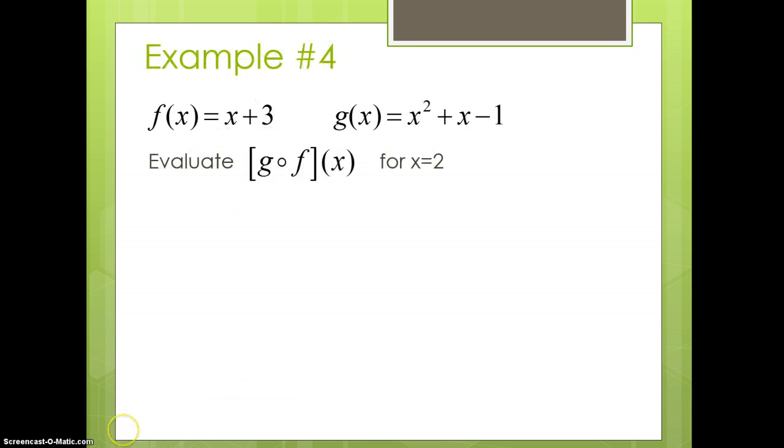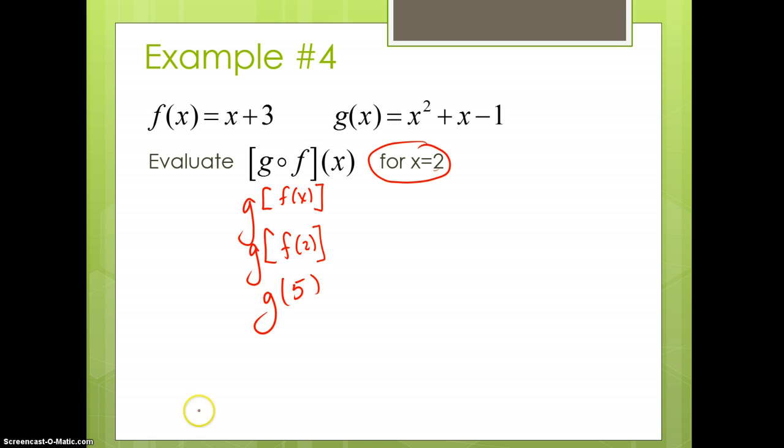In the next example, they tell you x equals 2. What I would do is set it up the exact same way we set up the last problem. I would start with g of f of x. Instead of x, we would say x is now 2, so I'm going to plug a 2 in. Now, what is f of 2? If we wanted f of 2, we would plug 2 in for x in your f function. So f of 2 is 5.